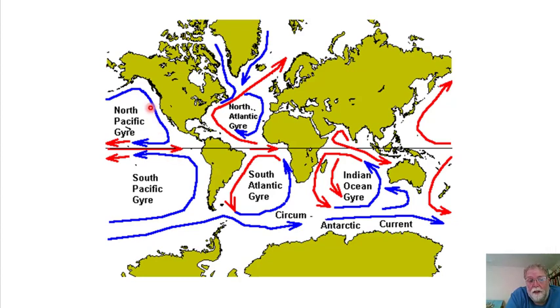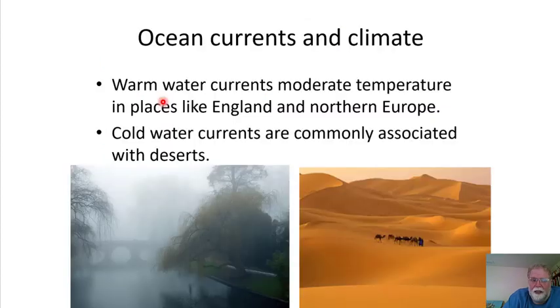Not always. Cold water current here, temperate rainforest there in the Pacific Northwest, so temper your expectations, but still, it's enough of a thing that people tend to take notice. So when we talk about climate and these currents, warm water currents, especially in places like northern England, tend to moderate temperature, and cold water currents, I'm not saying they cause deserts, but they tend to go with deserts. So it's kind of an interesting phenomenon.